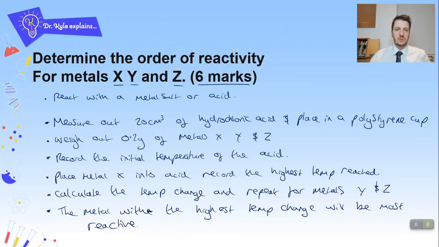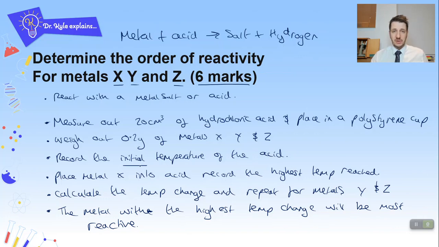And so essentially what we're doing here is, because we've got a metal plus acid goes to a salt plus hydrogen, we're taking X, Y, and Z and placing them in the acid. We know that it's going to react because it's reacting with the acid. We're recording the highest temperature, and because we know the initial temperature of the acid, you then find which one has got the biggest energy difference, and that's going to be the most reactive metal, and then you can simply put it in order of the reactivity. Really well done if you followed that through.